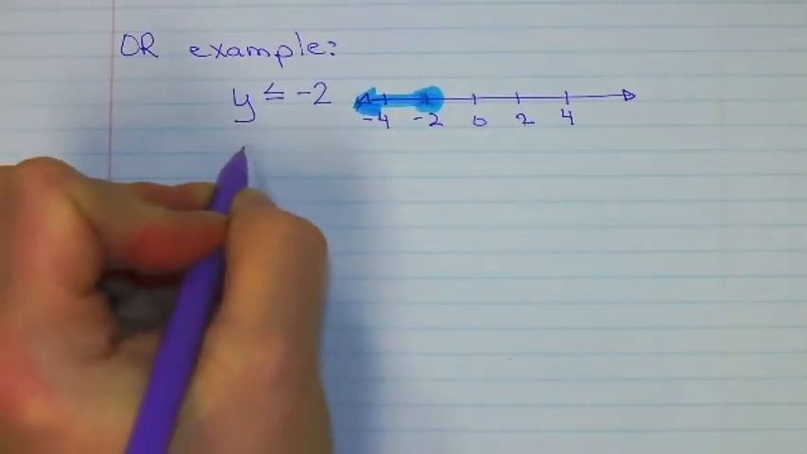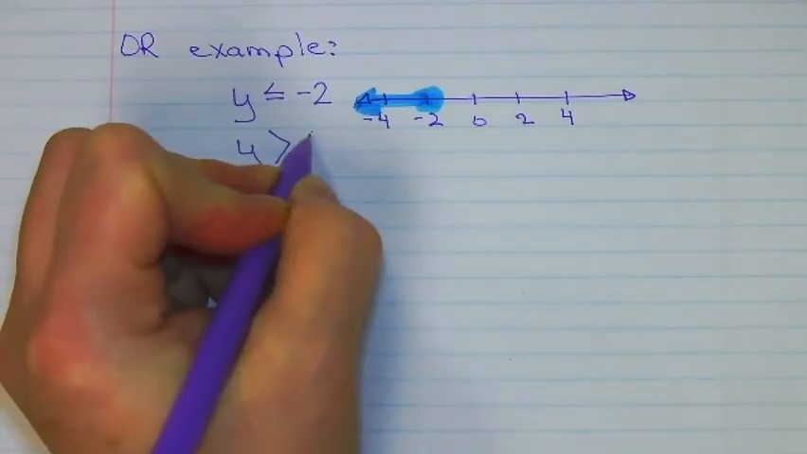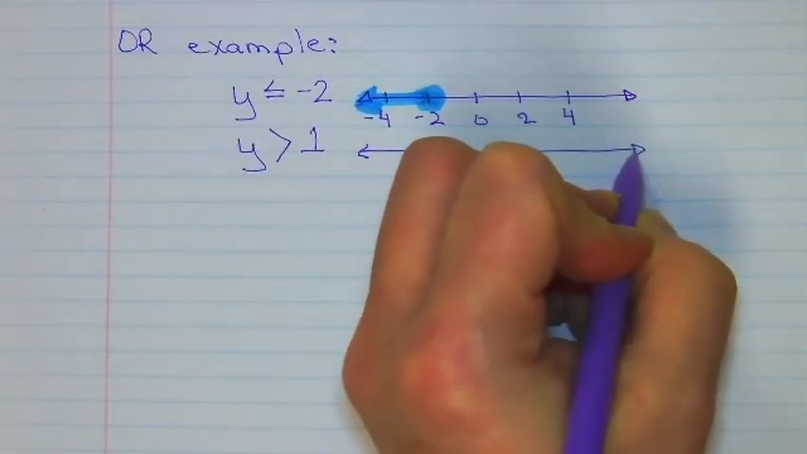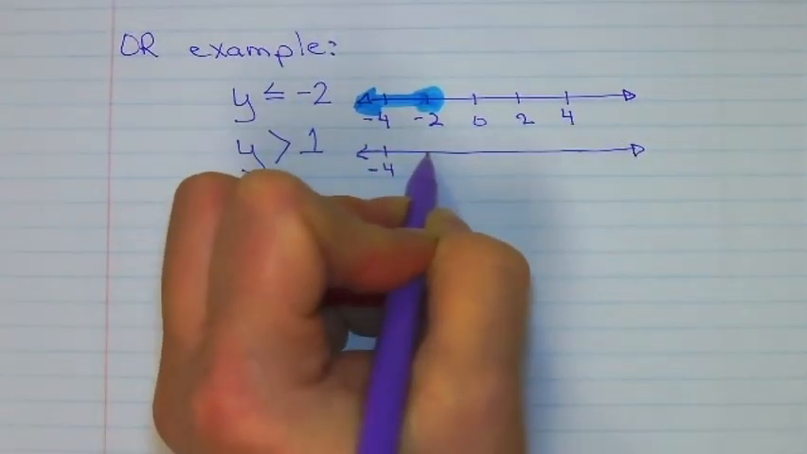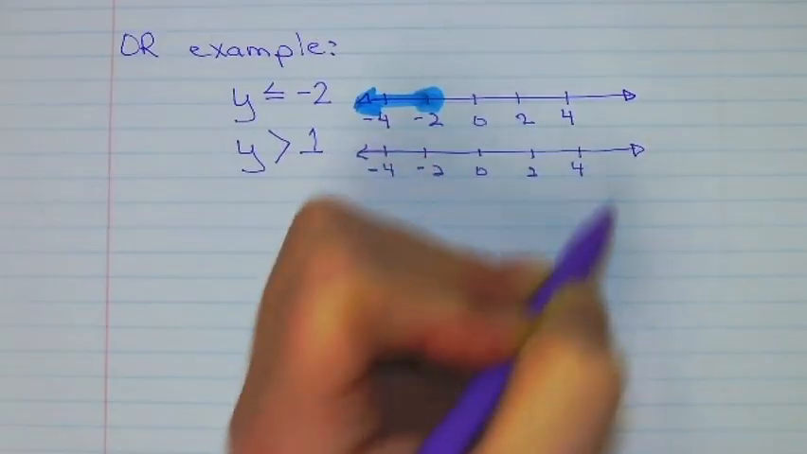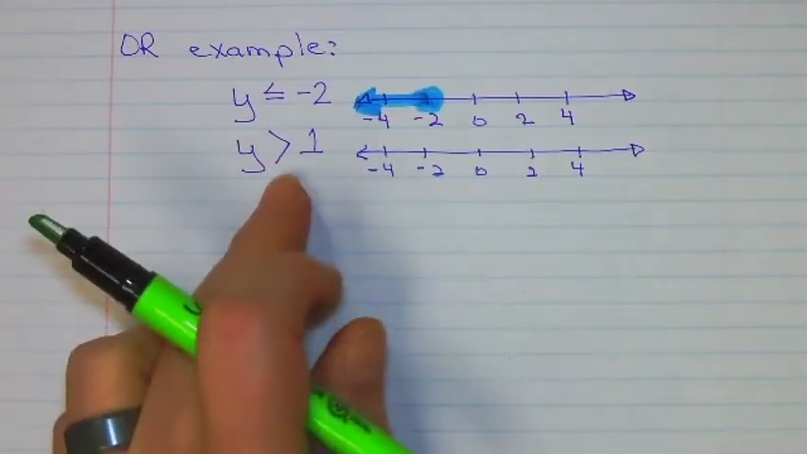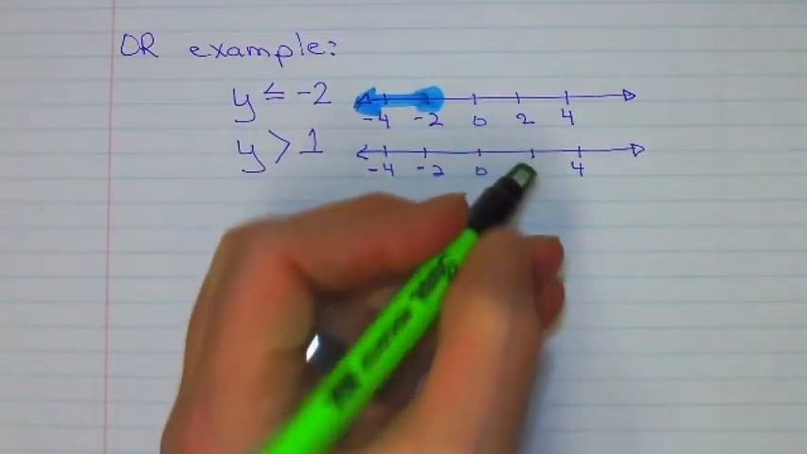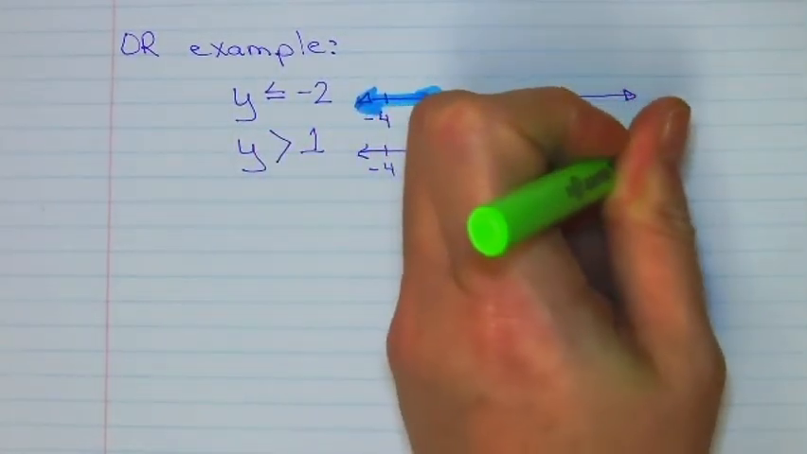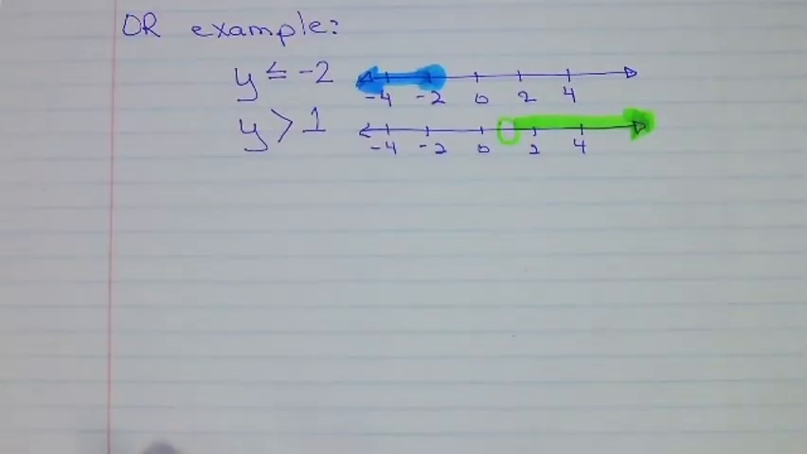The next one is going to be y is greater than 1. Using the same scale, because y is simply greater than 1, we're going to have an open circle and then everything this way. Okay.